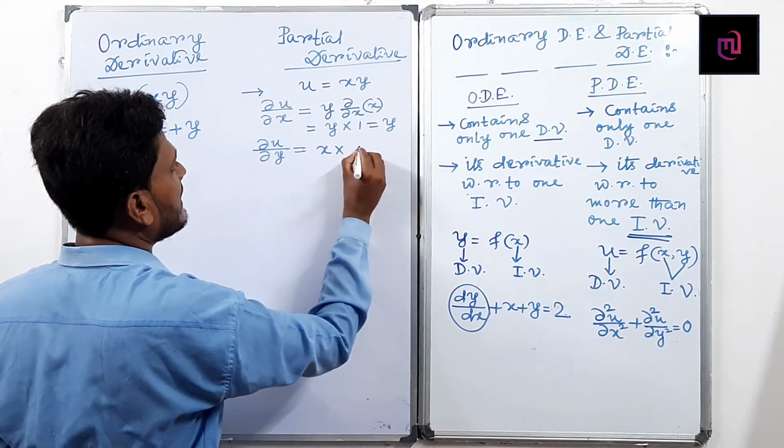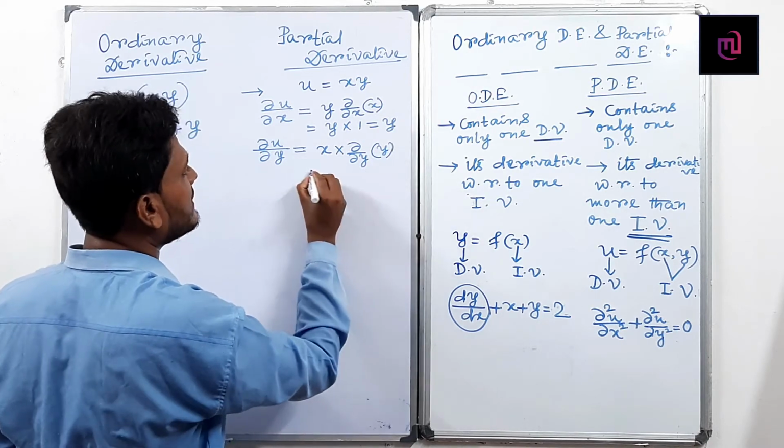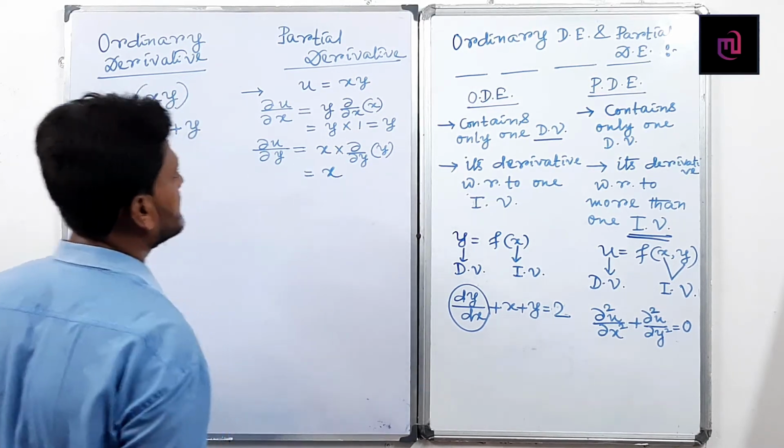So finally, can I write del y of y? Del y of y becomes 1, x into 1, so that becomes x.